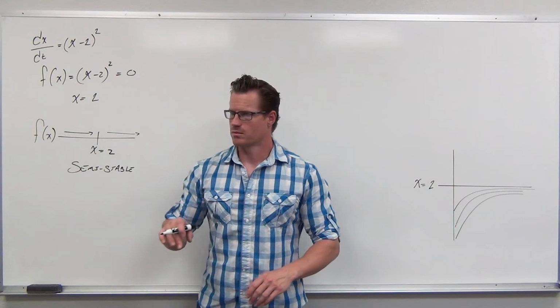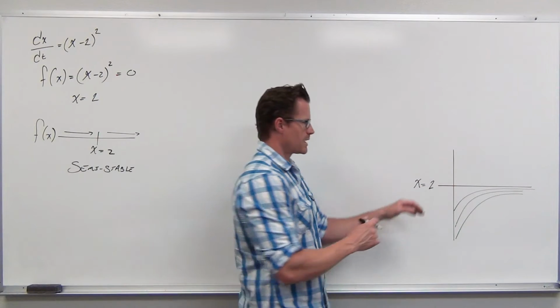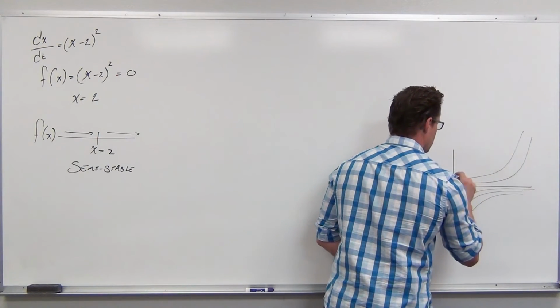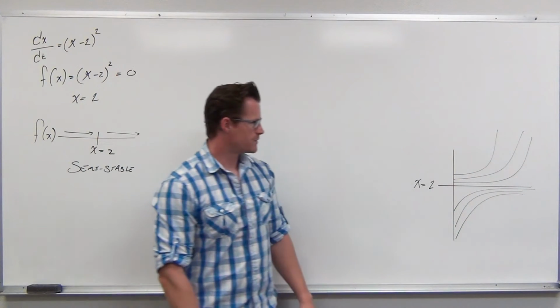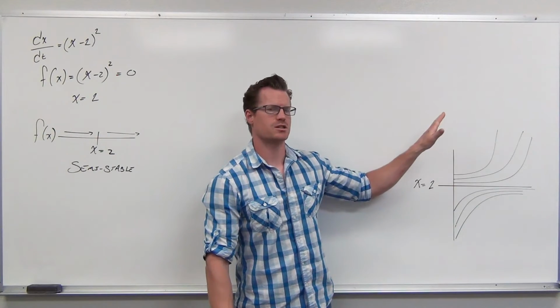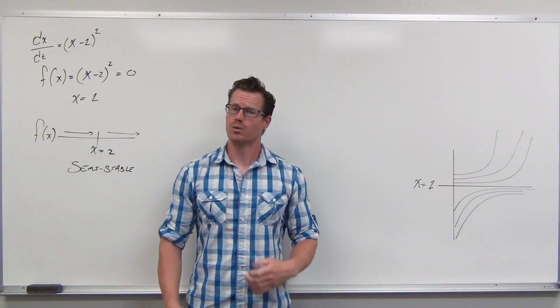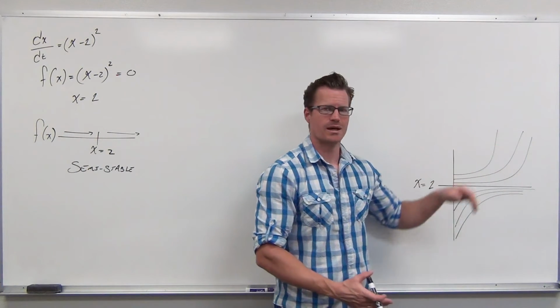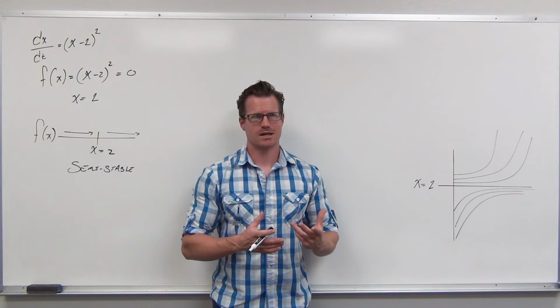If I start above 2, I'm going to be increasing. So I'm going to get increasing functions if I start above 2. Notice how from below it looks like a funnel, from above it looks like a spout. That's what semi-stable would look like. I'm going to be increasing to a point or exploding if I have this initial value above that.